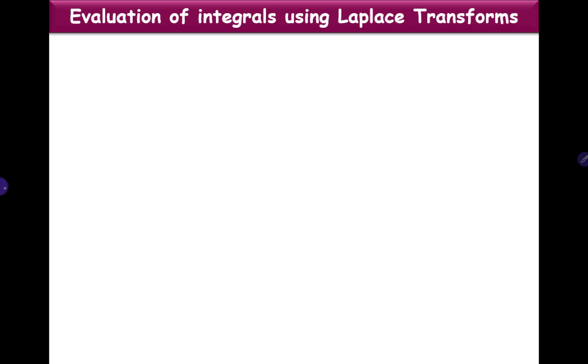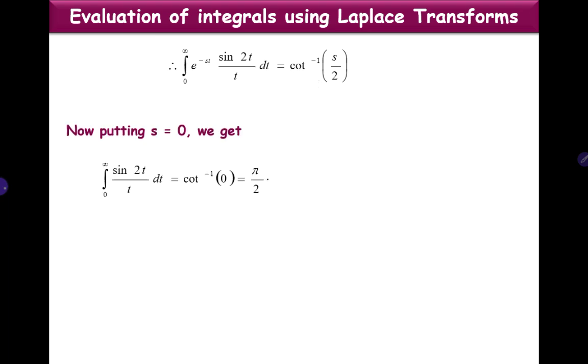Therefore, the given integral 0 to infinity e power minus st into sine 2t by t dt is cot inverse of s by 2. Now we put s is equals to 0. Then we get integral 0 to infinity sine 2t by t dt is cot inverse of 0, taking s is equal to 0 here. Cot inverse of 0 is pi by 2. And hence the value of integral 0 to infinity sine 2t by t dt is equal to pi by 2. See how easily we can evaluate such integrals using Laplace transform technique. One can enjoy this technique.